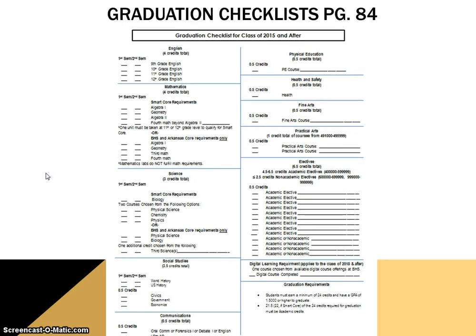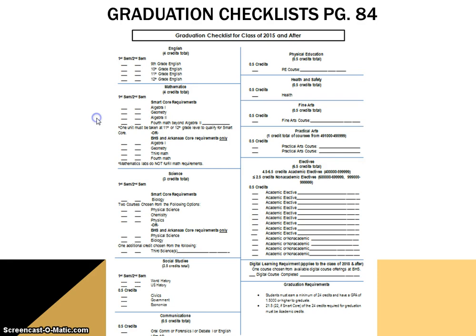So if you will turn in your course guide to page 84, that is where the checklist is located. It looks different this year than last year. Hopefully this form is a little more user-friendly for you. Everything on the checklist must be completed.